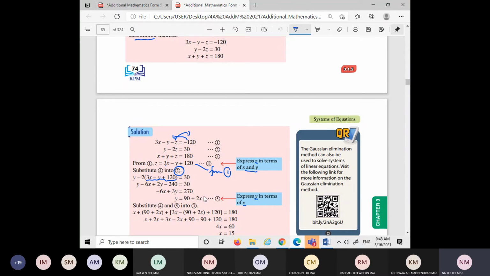Now you have settled. This one is from the first equation. This one is from the second equation. So now you've got to substitute these two. Okay, you've got to substitute these two back into the third equation. This is how you do.